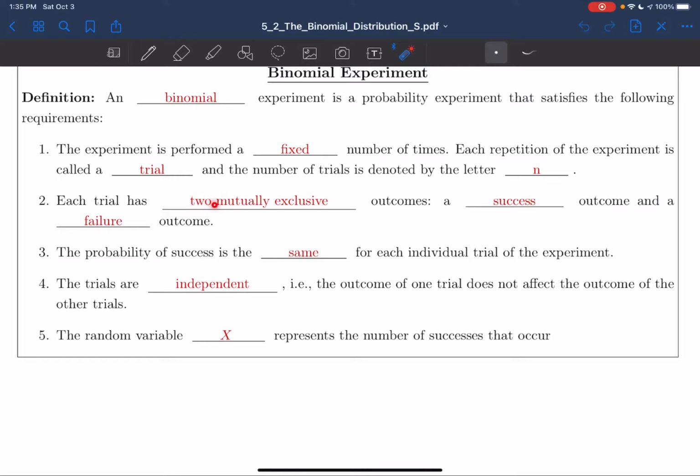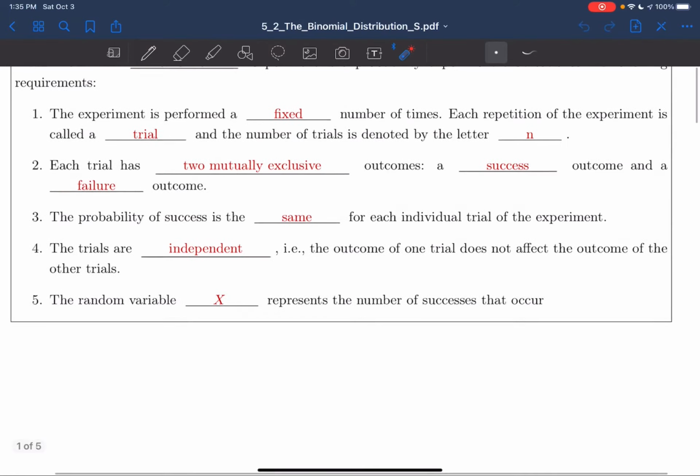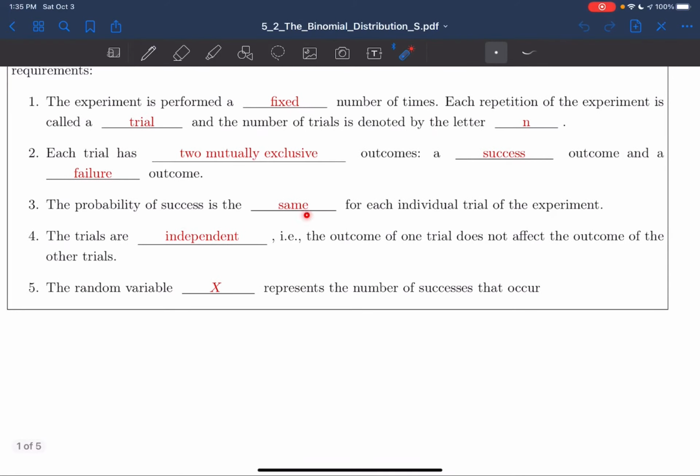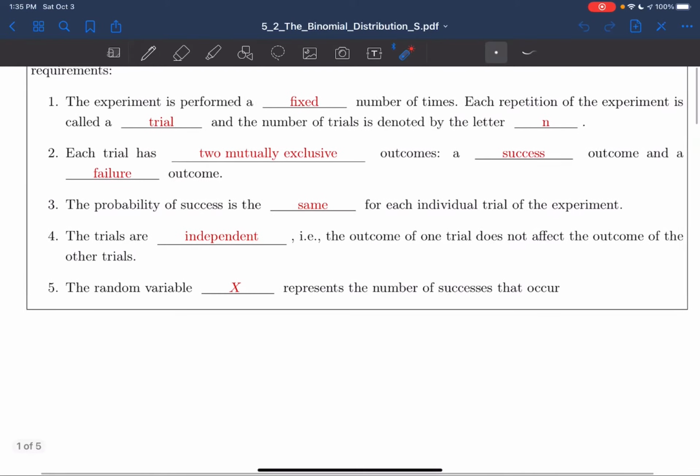So again, what does mutually exclusive outcomes mean? It just means that these 2 events can't occur at the same time. For example, a person can't win a lottery and lose a lottery at the same time. The probability of success is the same for each individual trial of the experiment.